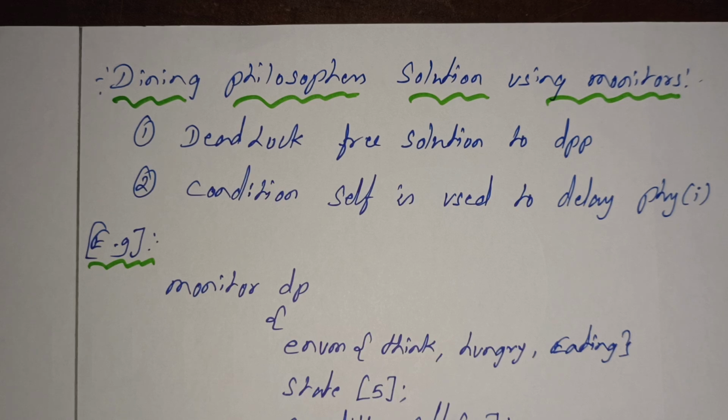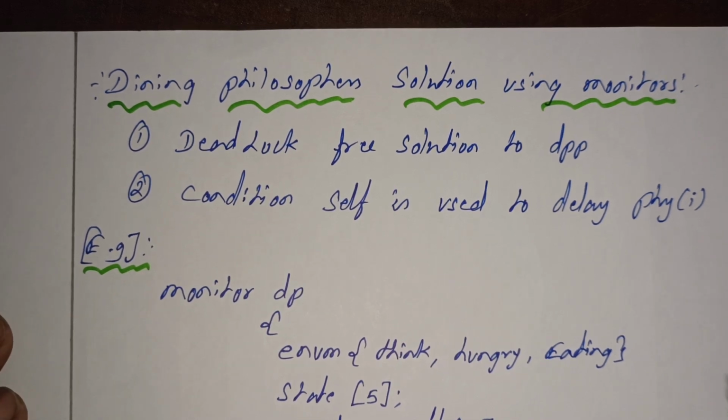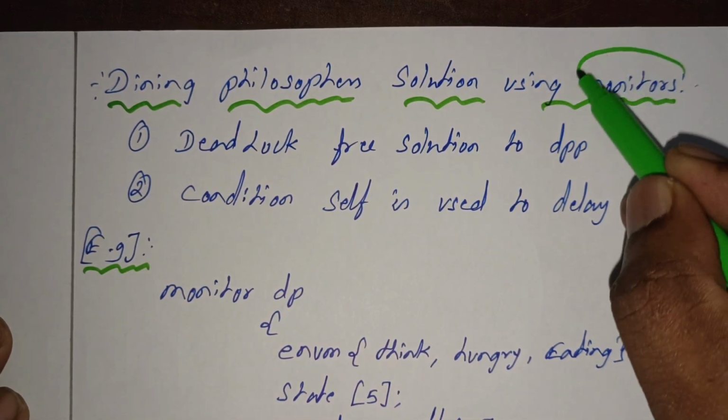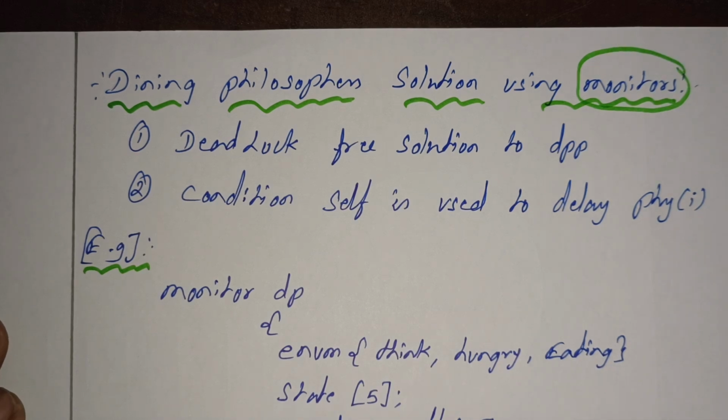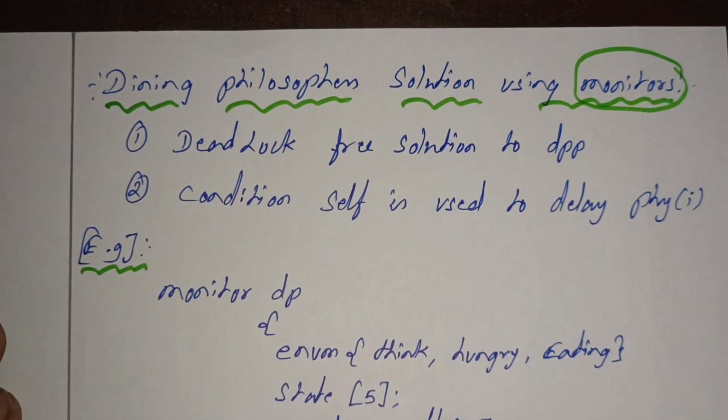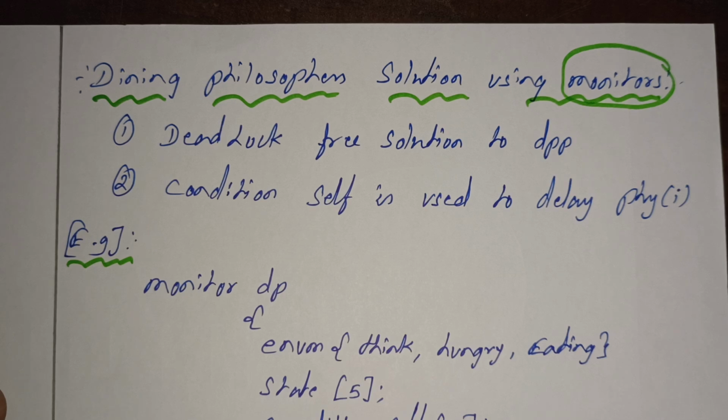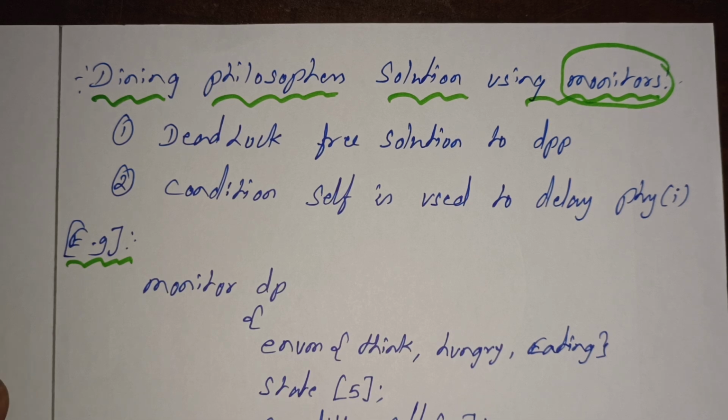Now I am going to explain all about the dining philosopher problem, and the solution here is made with monitors. This is the only difference. In the previous lecture I explained the basic principles of the dining philosopher problem and how this classical synchronization technique has been adopted. Here you can check the dining philosopher solution using monitors.